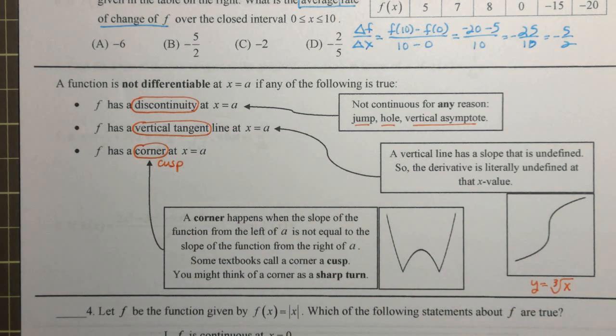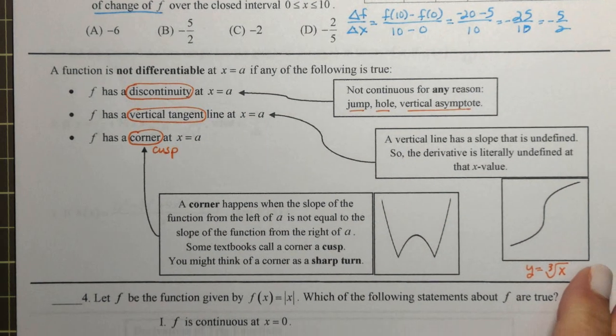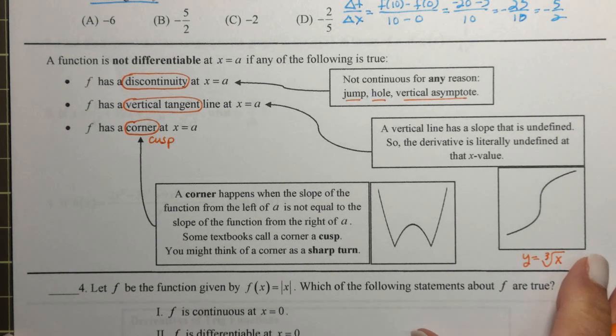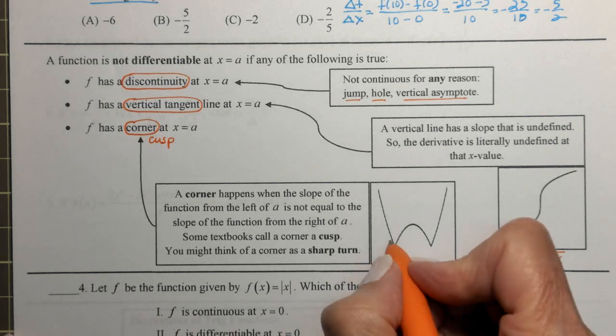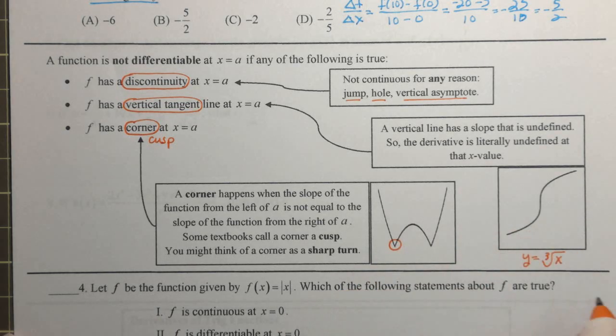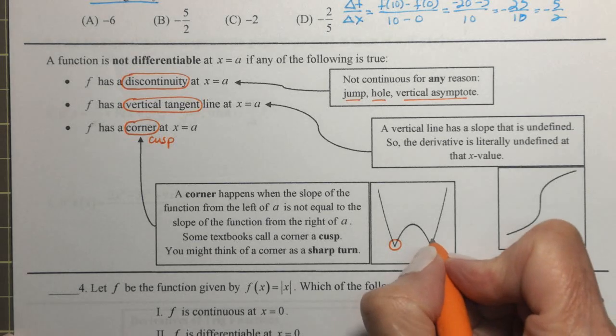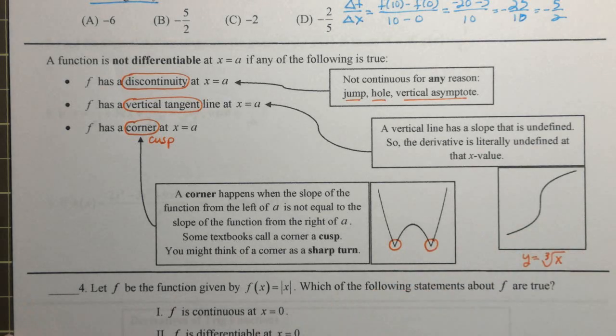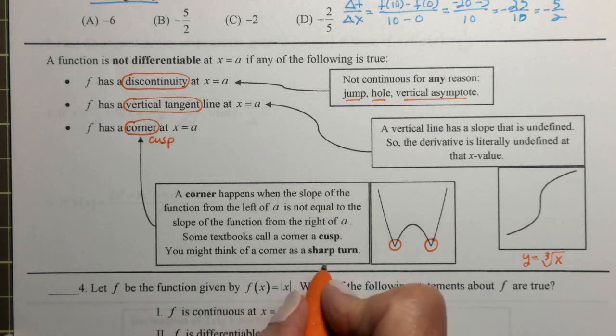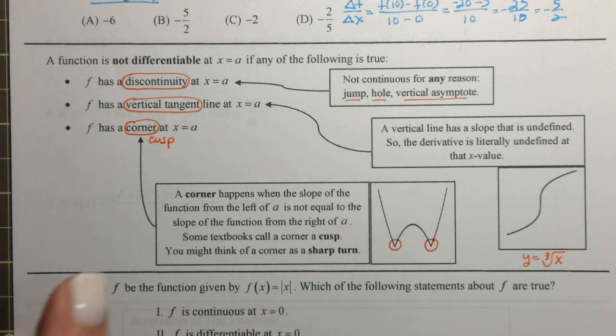My students usually like the word cusp. A corner happens when the slope of the function to the left of a is not equal to the slope of the function on the right of a. Okay? So right here is a corner or a cusp. Right here is a corner or a cusp. Okay? You can think of it as a sharp turn, but it doesn't have to be a super sharp turn. As long as the slope on the left is not equal to the slope on the right, you've got a cusp.